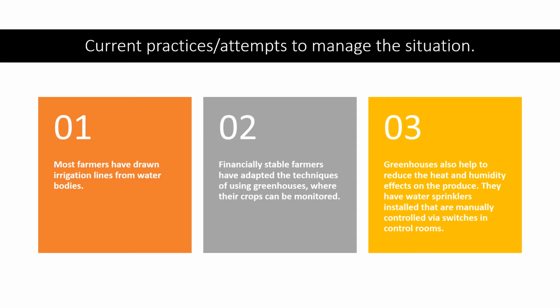Now, current practices and attempts have been made to manage the situation. Most farmers have drawn irrigation lines from water bodies. Financially stable ones have adopted greenhouses where the crops can be monitored. Greenhouses also help to reduce the heat and humidity effects on the produce. They have water sprinklers installed that are manually controlled via switches in control rooms. However, maybe 50% of the population does not have access to this kind of privilege.